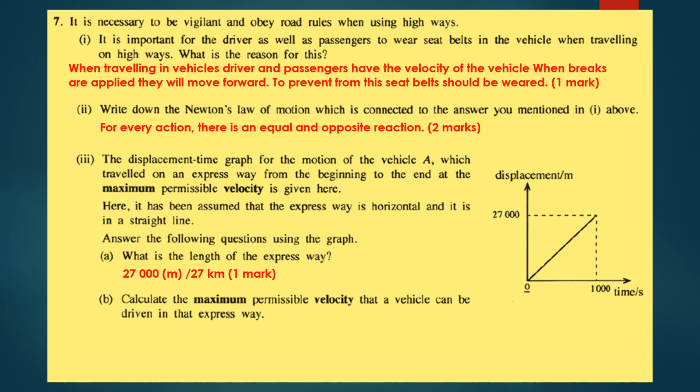Part B. Calculate the maximum permissible velocity that a vehicle can be driven in that expressway. To find the velocity, you should know the displacement and time taken. By the graph, you can get the displacement and the time. Displacement is 27,000 meters, time taken 1000 seconds. So velocity equals 27,000 meters divided by 1000 seconds, then 27 meters per second. You can earn 2 marks for this.